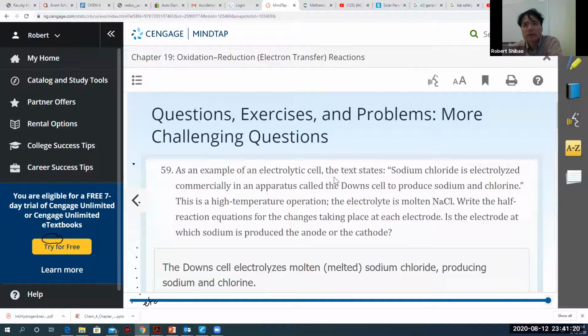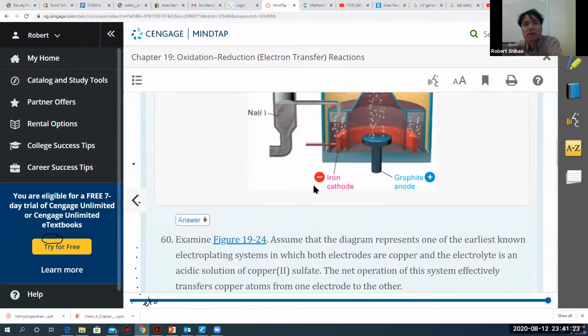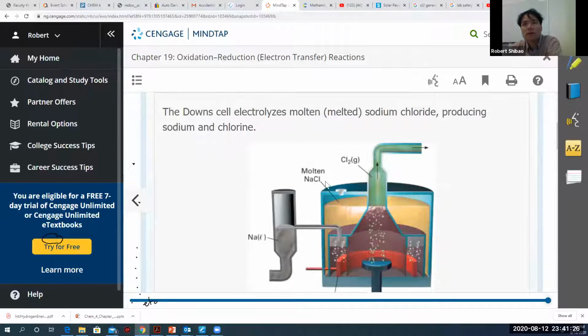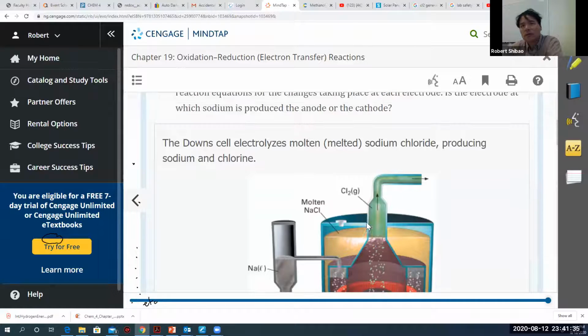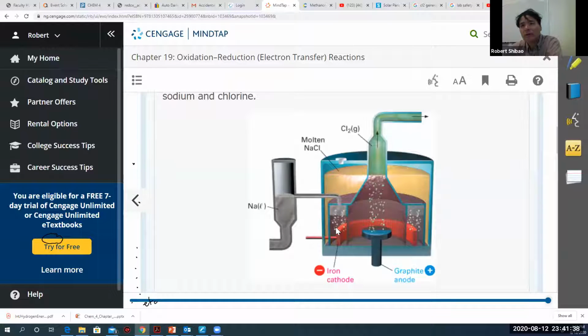As an example of an electrolytic cell, the text states, so let's see. Okay, this is generating chlorine and sodium metal by electrolysis. This is molten sodium chloride. This is a commercial reactor. And so they generate chlorine at the anode, or the cathode actually, well, it depends. Anode and cathode get mixed up when you're dealing with electrolytic cells, so it depends on how you picture it. Oxidation always occurs at the anode, and technically this is the anode here.